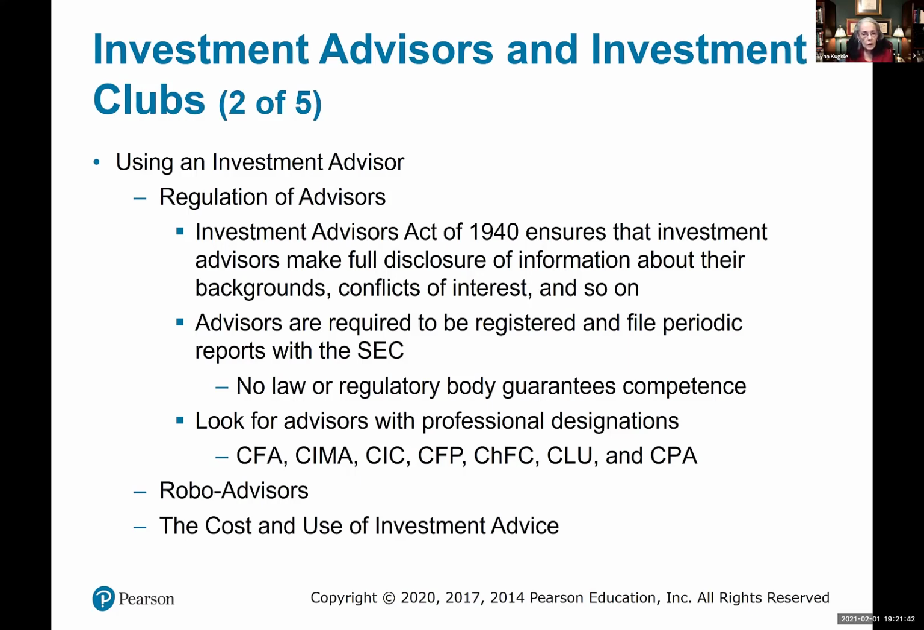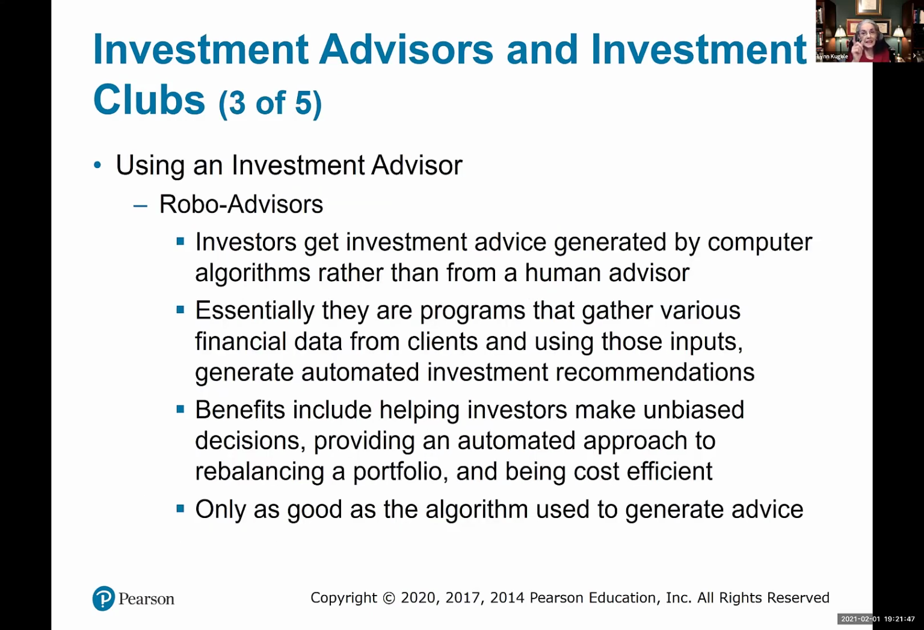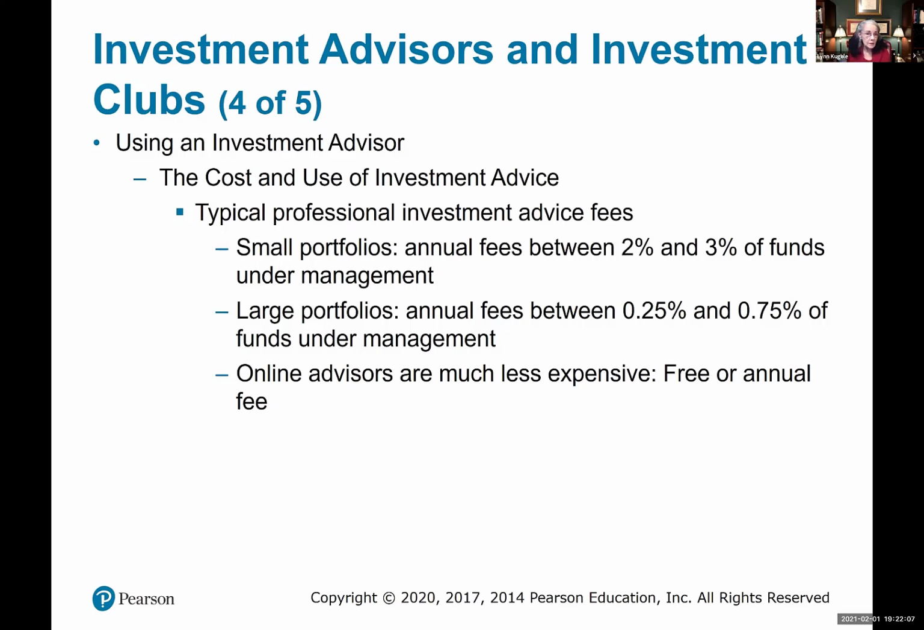I had never heard of a robo-advisor, but apparently there are some. They are generated by computer algorithms. Apparently, I've got to go try one. You put in information about yourself and your investment and what you're trying to do, and the algorithm generates advice. That would make me a little nervous, but apparently it works. Okay, the cost of investment advice. Small portfolio, it's going to be 2 to 3% of the funds under management. Larger portfolio is going to cost a little less, of course. And online, a lot of that's even free.